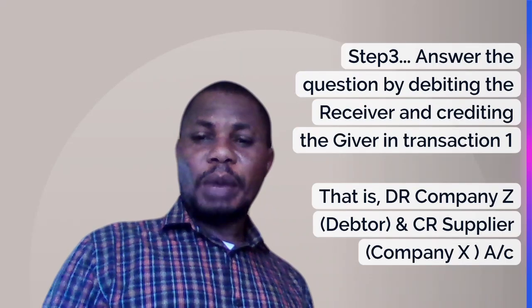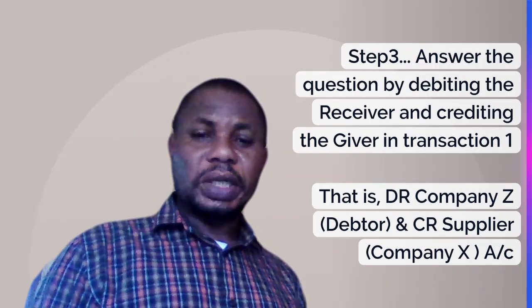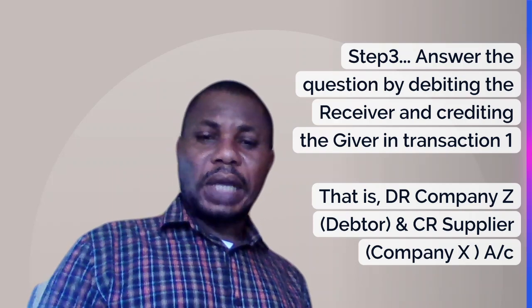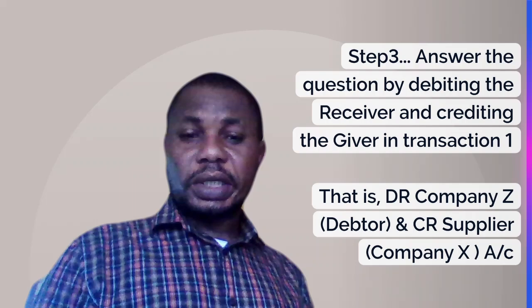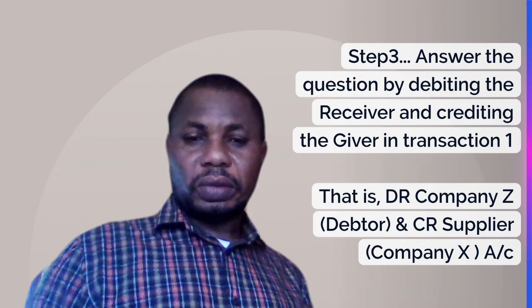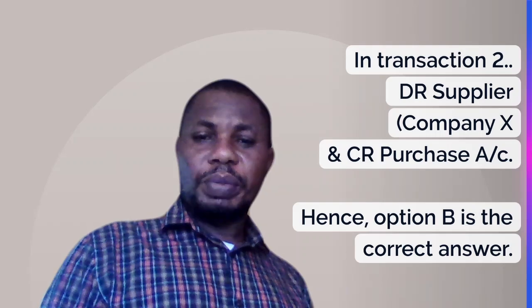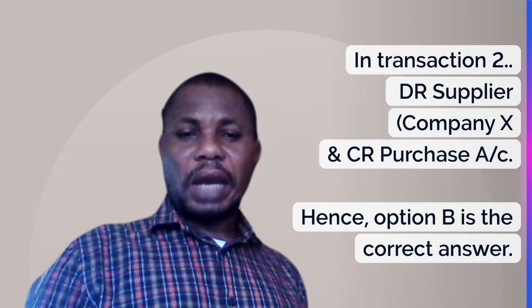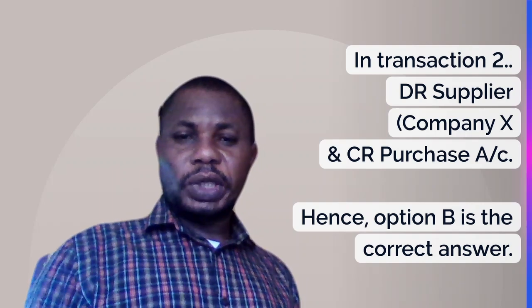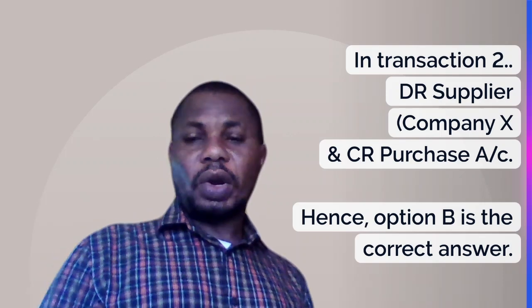Step 3, we now proceed to answer the question by debiting the receiver and crediting the giver. So in transaction 1, debit company Z, which is a debtor, and credit supplier X account. Then in transaction 2, debit supplier X account and credit purchase account or purchase return account. So this is the option we choose, and this is how we arrive at it. So B is the correct answer.